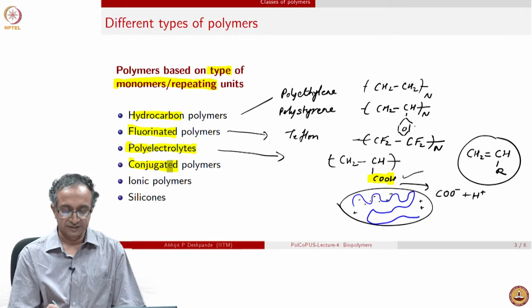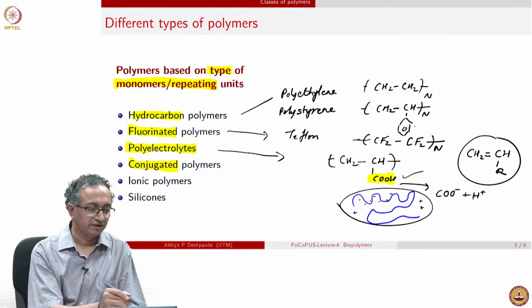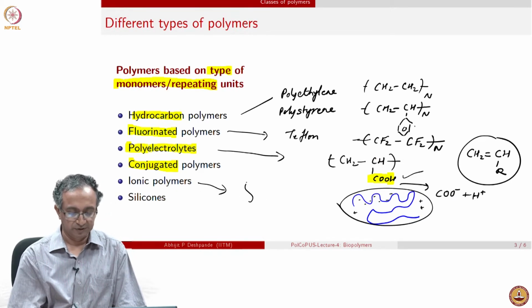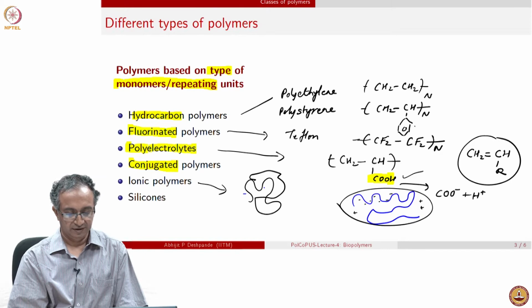Sometimes when instead of every repeating unit having an ionic group, there are few ionic groups on the chain, then it's called an ionic polymer. So for example, you may have an ionic polymer and a few ions may be there.